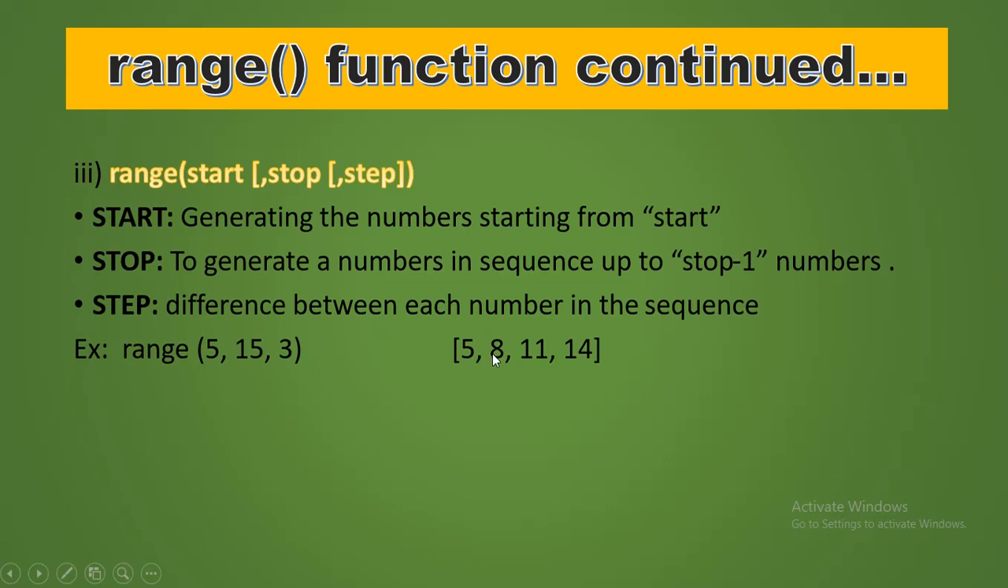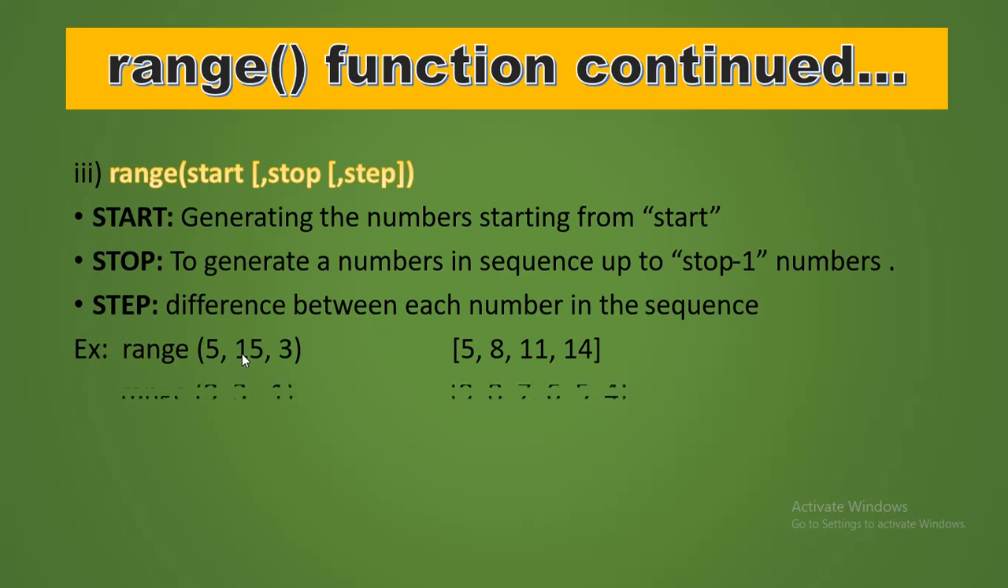So 5 plus 3, 8. 8 plus 3, for the next value we will add 3 to the previous value, that is to 8, and we'll get the next value, that is 11. And we'll add 3 again and we get 14. And from this range, the stop value indicated means that we have to stop at 15 minus 1, at 14. If we take the next value in this range, that will be 17, and we don't have to move to 17.